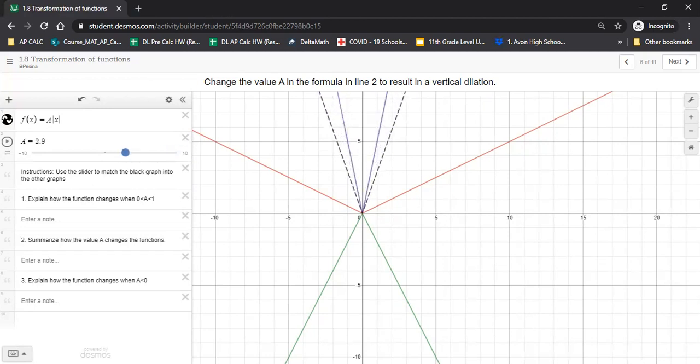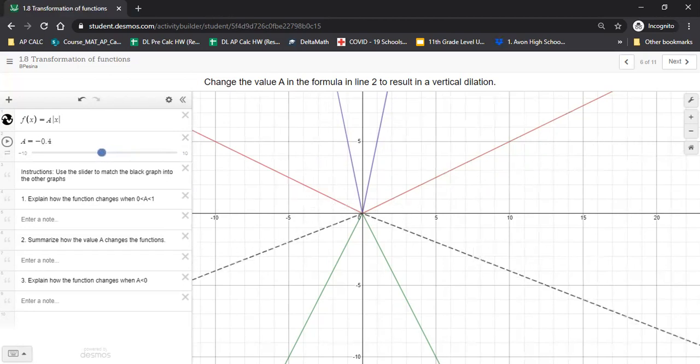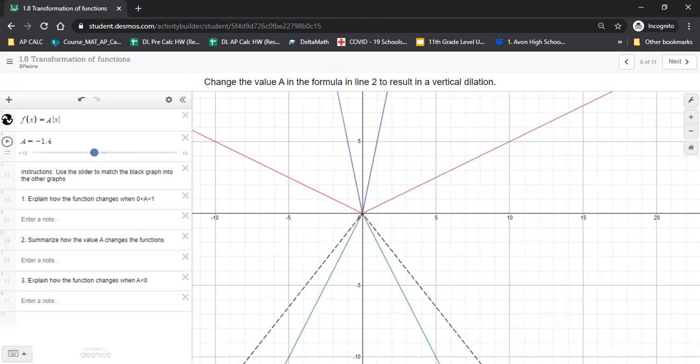Similarly, we can see that if I go between 0 and 1, it's getting stretched horizontally, or it's getting pushed towards my x-axis, okay? And then I'm seeing the negatives do the same thing, but it just reflects it over the x-axis. Okay, so let's go ahead and write that down.